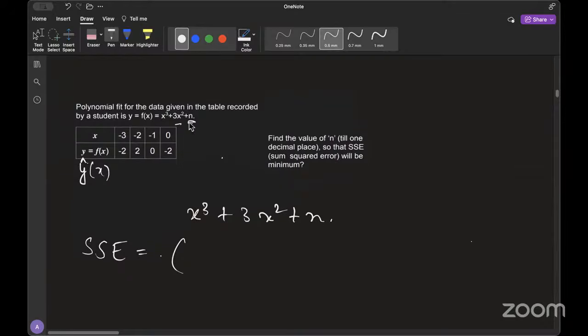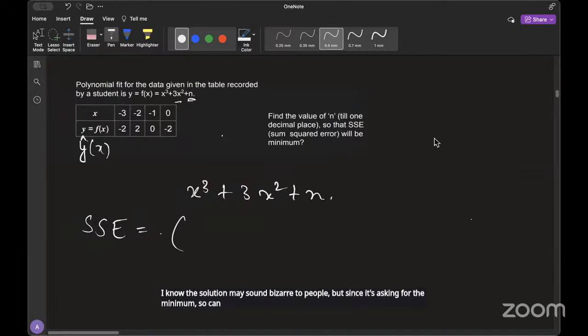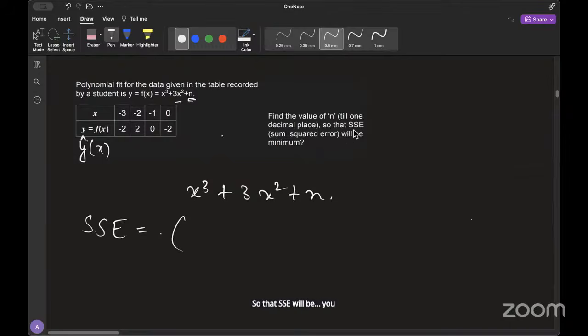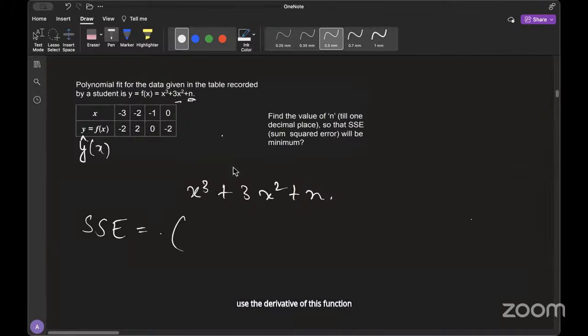I know the solution may sound bizarre, but since it's asking for the minimum, can we do that? Just asking. So you have to minimize the SSE. For that, you'll at least have to find the SSE. You can't use the derivative of this function directly, right? First, you'll have to find the SSE, and then we can proceed further.